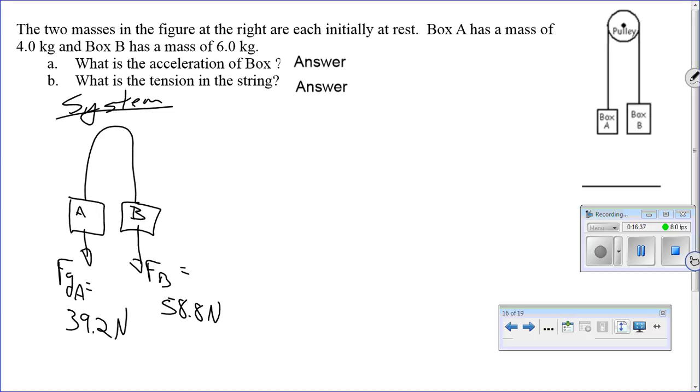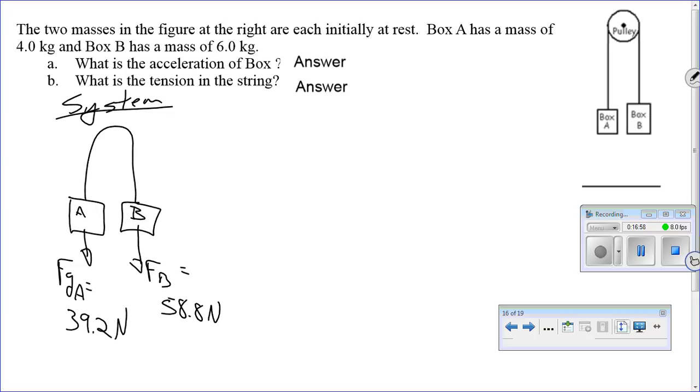Since I'm looking at the whole system here, do I need to worry about the force of the rope? No, because it's internal, right? We only worry about forces coming from outside the system. Gravity is a force that comes from the Earth, which is not in our system, right? Follow?